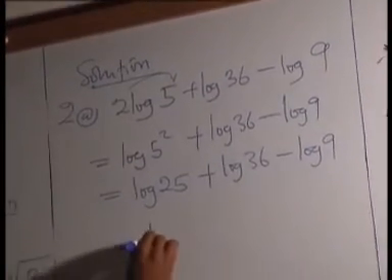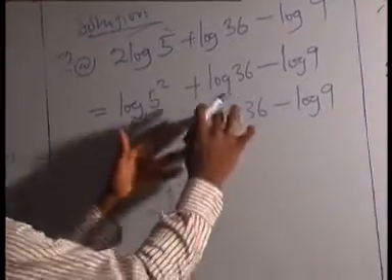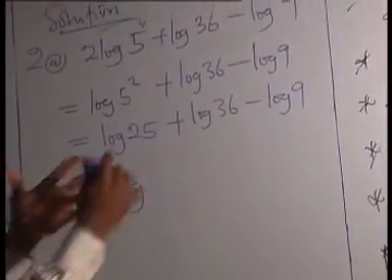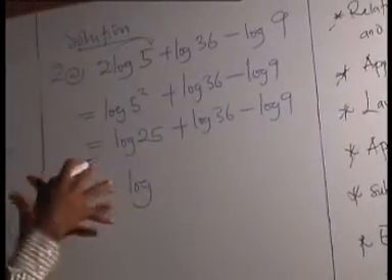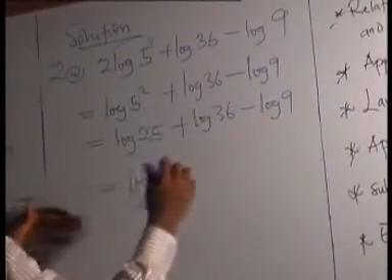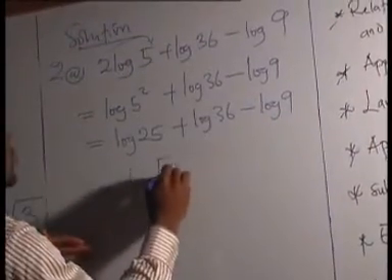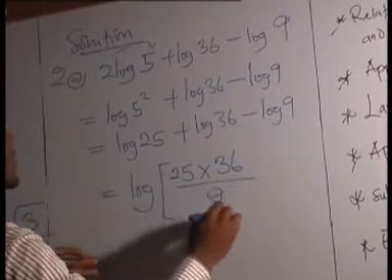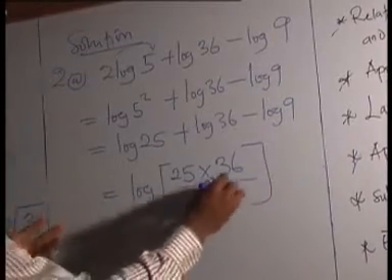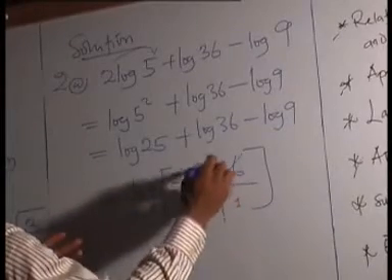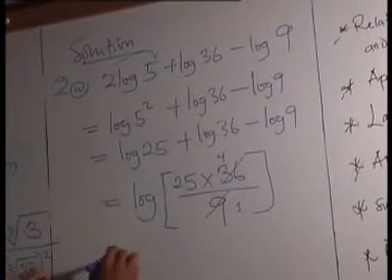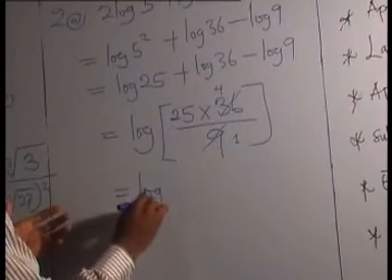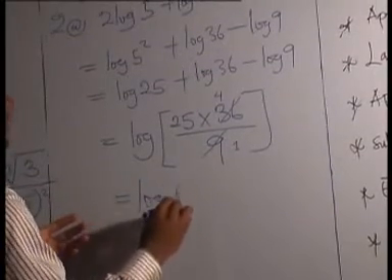So we have log. Plus means times. We want to combine the 3 together. Wherever you see plus, it means multiplication, and minus means division. So this is like 25 times 36 divided by 9. 9 into 9 you have a 1, 9 into 36 you have a 4. So 25 times 4 is 100. So this is like log 100.